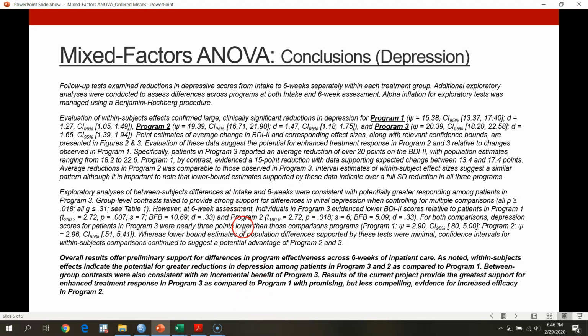So this is just going through, talking about what's going on, and then pulling it all together. Overall, results offer preliminary support for differences in within subjects effects, indicating greater reductions in programs 3 and 2 relative to 1. So some incremental benefit for our between subjects contrast. Thinking about it together, the greatest support is for enhanced response in 3 relative to program 1, but somewhat less compelling for 2. We've gone through and run a lot of stuff, and just wanted to make sure we're tying it all together in a way that makes some sense.